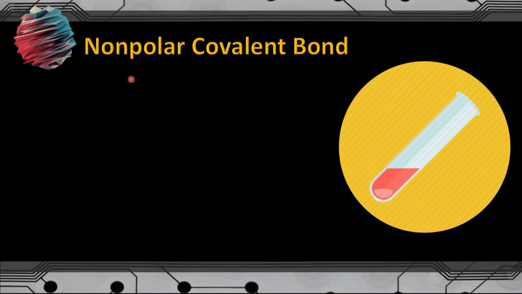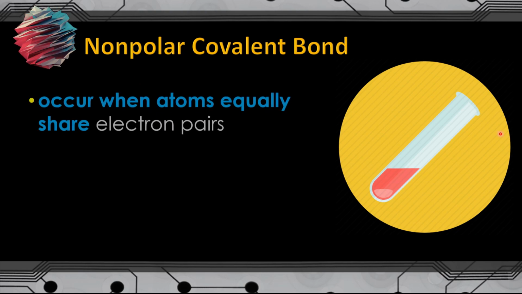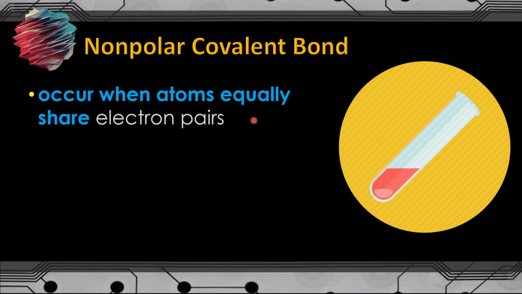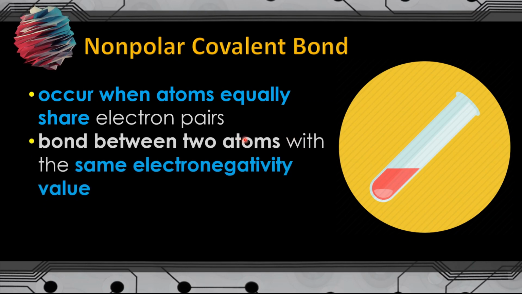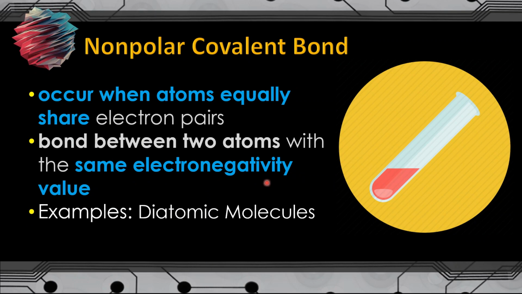What is a nonpolar covalent bond? This occurs when atoms equally share electron pairs. This is the bond between two atoms with the same electronegativity value. The most common example is diatomic molecules.